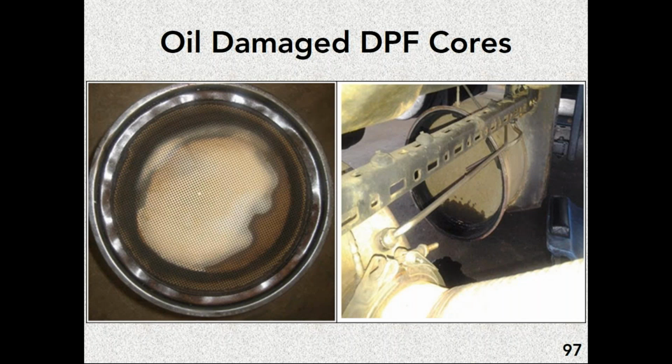You can actually see the wet liquidy material on the one on the right. Both of these might be salvageable if they're treated properly, but generally speaking, once you get that much oil deposited on these, there's too much hydrocarbon to take care of, and the core has to be replaced.